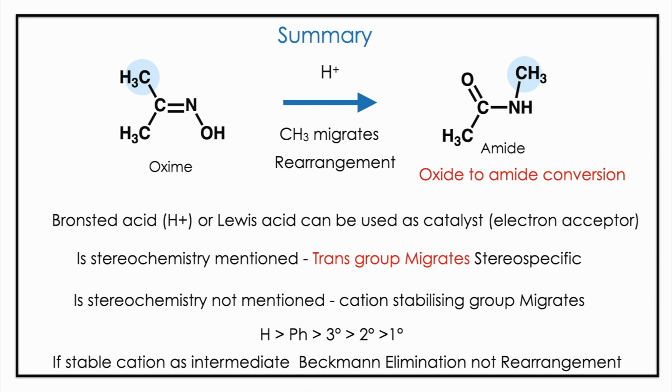Hydrogen migrates first, then phenyl, then tertiary, secondary and primary. Basically, this order is the cation stability order, or you can say the species that stabilize the cation. The more important thing is that if there is a stable cation formation, definitely Beckmann elimination occurs instead of Beckmann rearrangement.